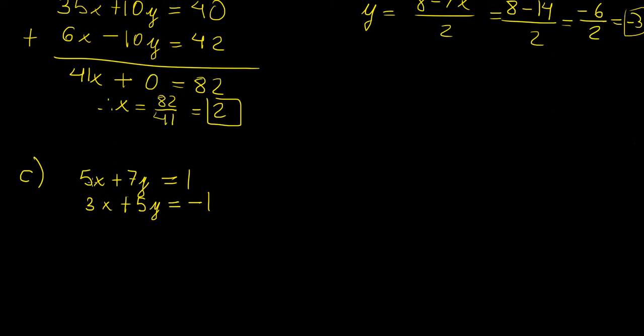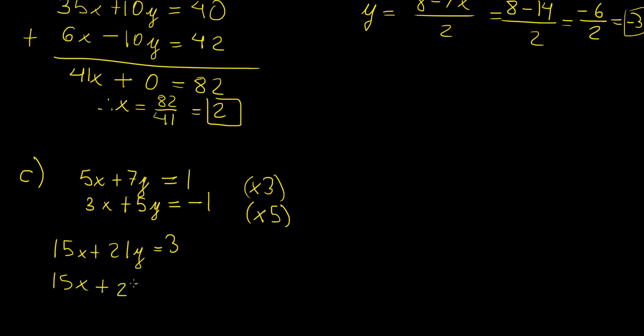Now, we could multiply this by 3, so that becomes 15, and then if we multiply this by 5, that becomes 15. So let's multiply the top by 3 and the bottom, but this would have to be negative, or we could just subtract the two equations. You know, let's just do a positive number in this case. So let's do times 5. So let's rewrite the two equations. This becomes 15x plus 21y equals 3. And then the bottom one is going to be 15x plus 25y equals minus 5.